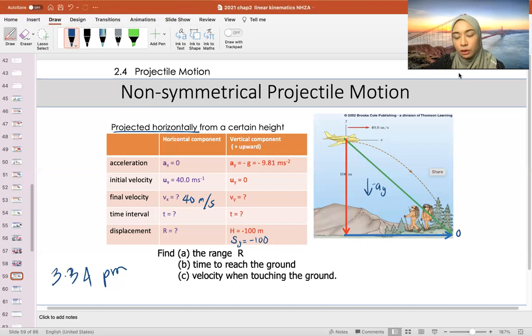Come on, how do you find Vy? Wake up, wake up. V equals to, what is the equation? Sophia said the fourth equation. What is the fourth equation? You guys keep using 1, 2, 3. V squared equals U squared plus 2AS.